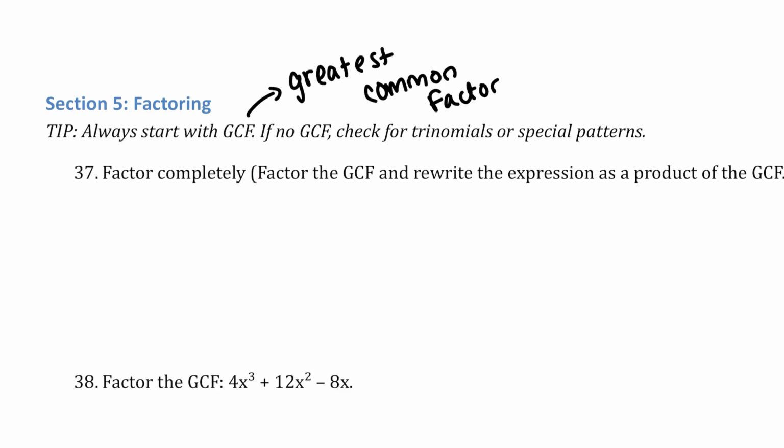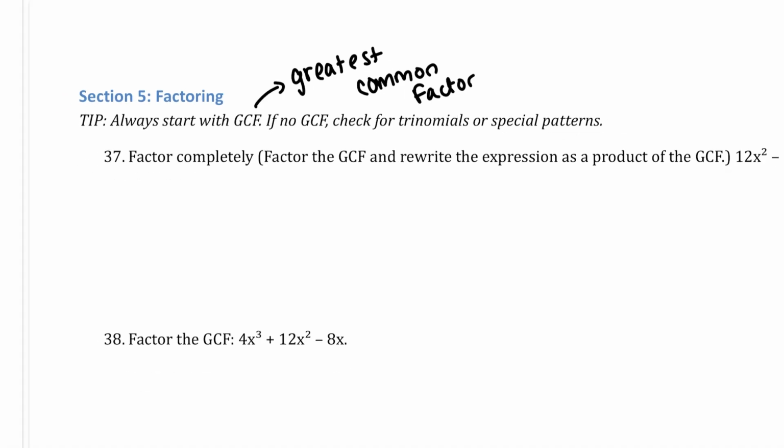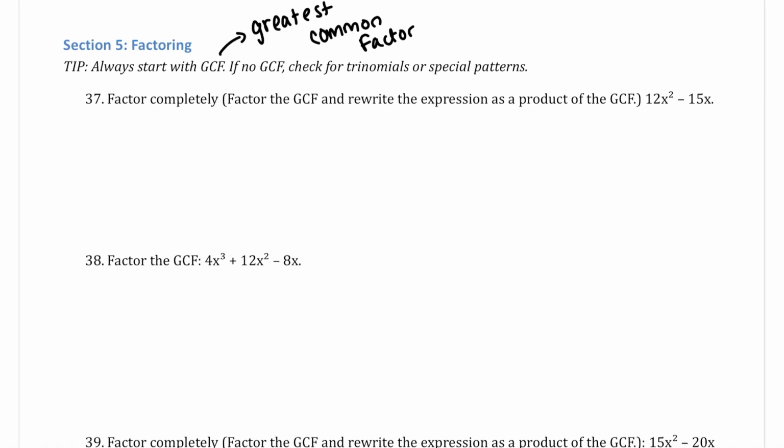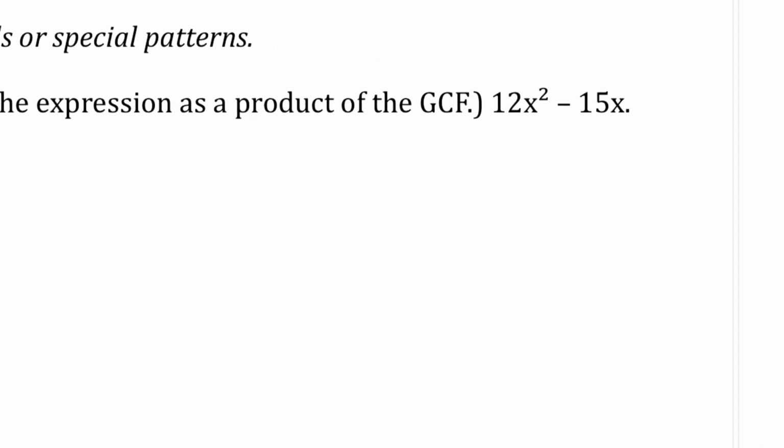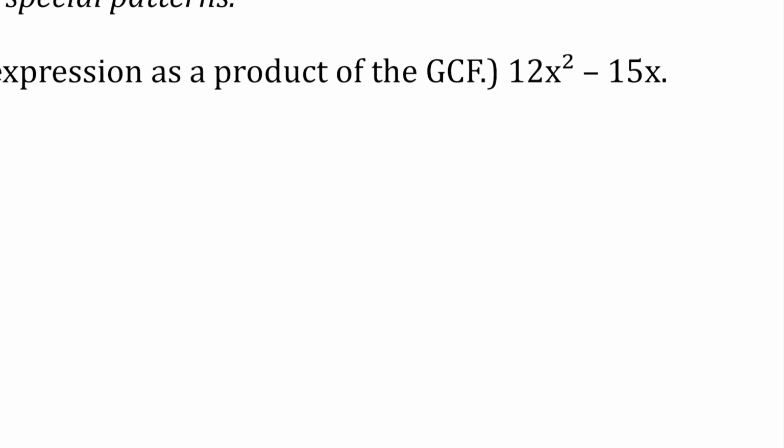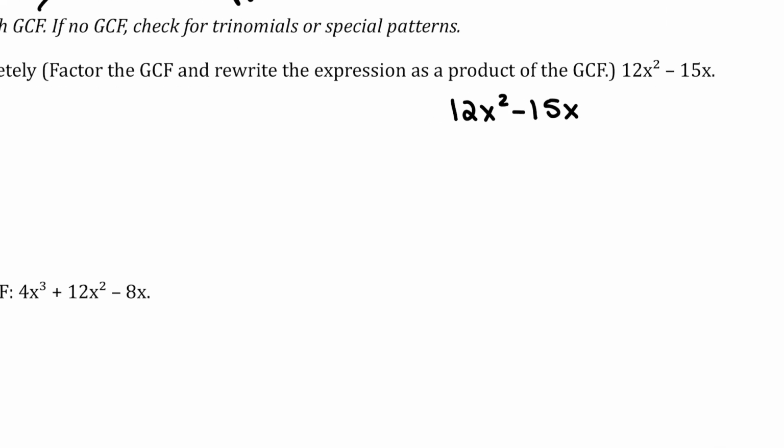All right, this second part does not apply to what we've done. So if no GCF, check for trinomials or special patterns. That will be in the second half of the unit that we ended up stopping at. So the expression that we're factoring here, I'm going to zoom in on it, is 12x squared minus 15x.